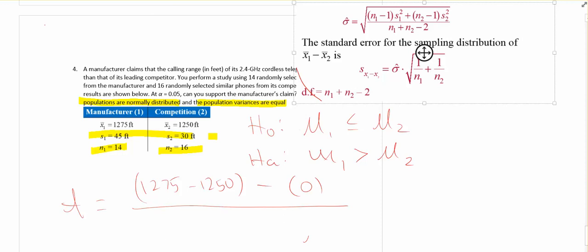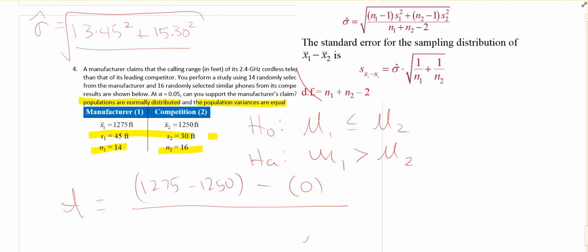So let's see if I can write small enough. So my sigma hat would be the square root of n1 minus 1, so that's 13, times s1 squared, that's 45 squared, and then plus n2 minus 1, so that's 15, times s2 squared, which is 30 squared, all divided by 14 plus 16 minus 2. So let's get that number first. So I got approximately 37.7137.